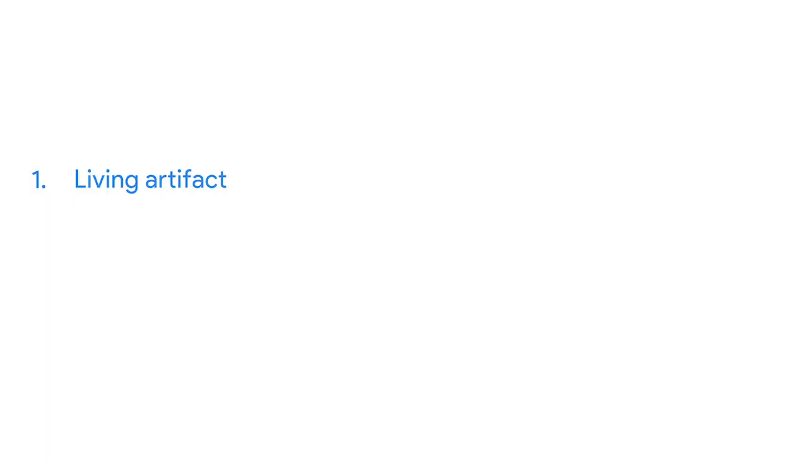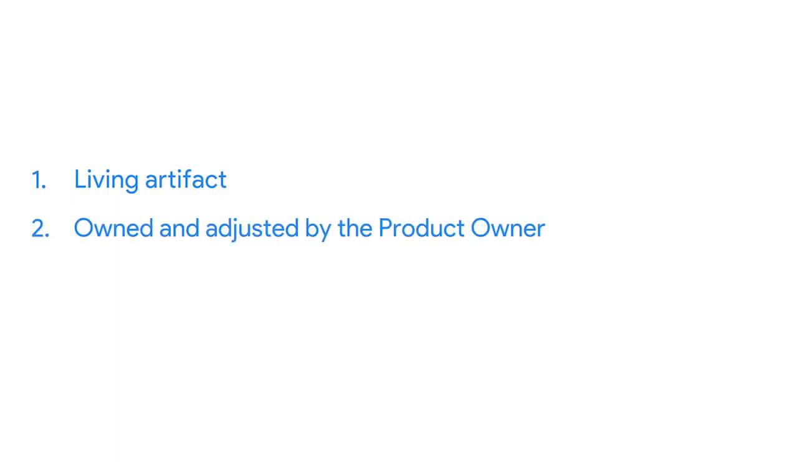Second, the product backlog is owned and adjusted by the product owner. And finally, the product backlog is always a prioritized list of features. So when there's new information or new features, those are added to the backlog in order of importance. The items at the very top of the list are very specific and well-defined, leaving the more vague items for the bottom of the list.